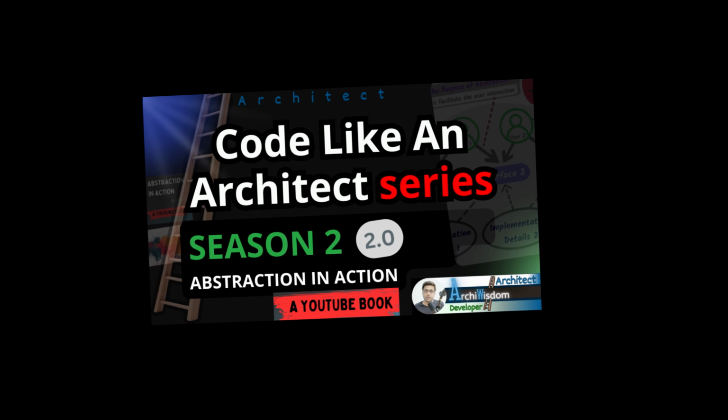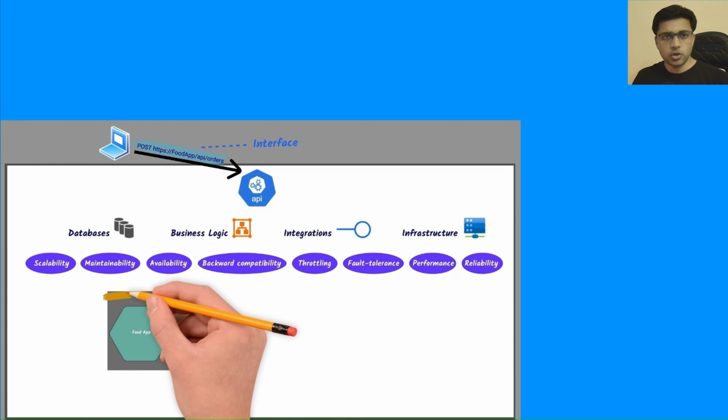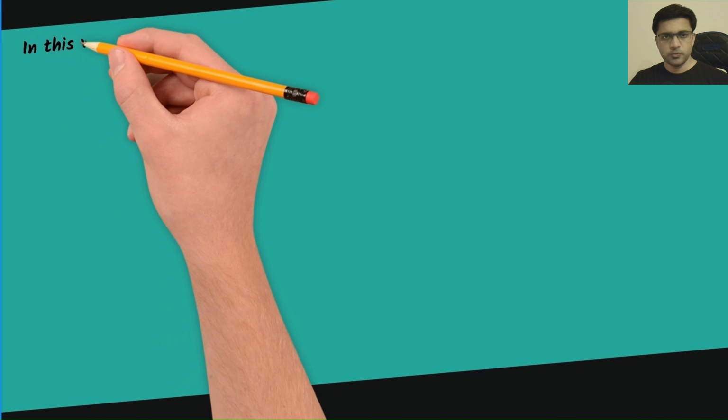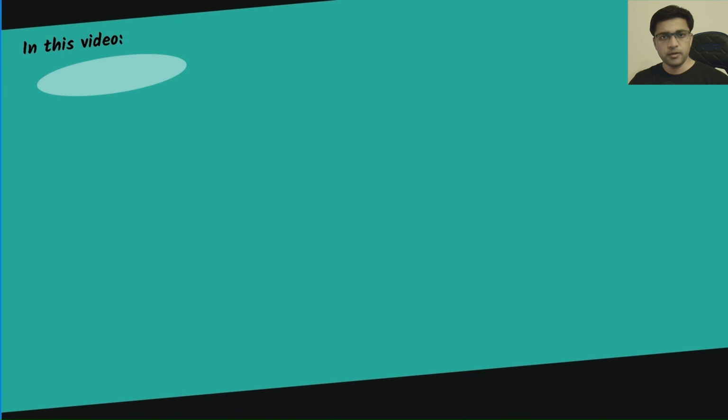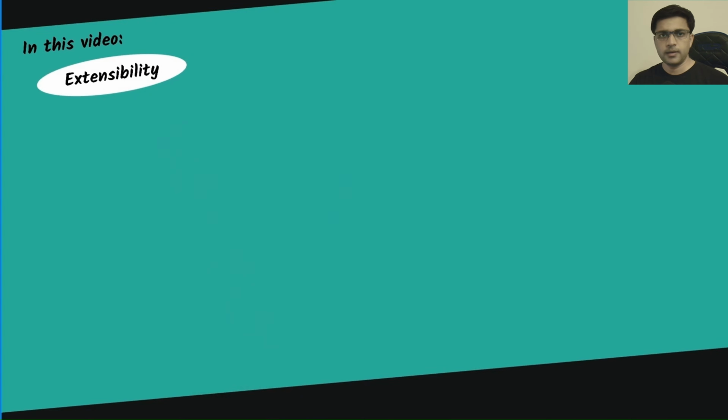Season 2 of the Code Like an Architect series, Abstraction in Action. In the previous video, we saw how abstraction helps us reduce complexity. In this one, we will explore another very powerful ability that abstraction gives us, extensibility. And as we move forward, we will also look into reusability and reliability.